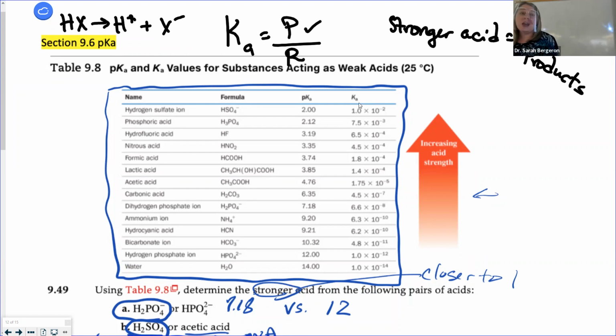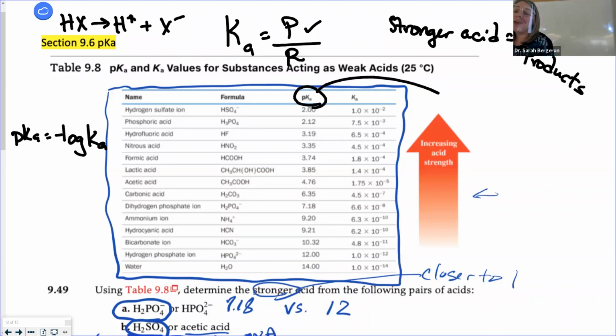So we can have a Ka, but we can also have a pKa. So a pKa is equal to the negative log of the Ka, right? Because P just means negative log. So if I have something that's 1 times 10 to the -2, that gives me a pKa value of 2. If I have something that is 1 times 10 to the -14, it gives me a pKa value of 14. So it makes the numbers a little easier.